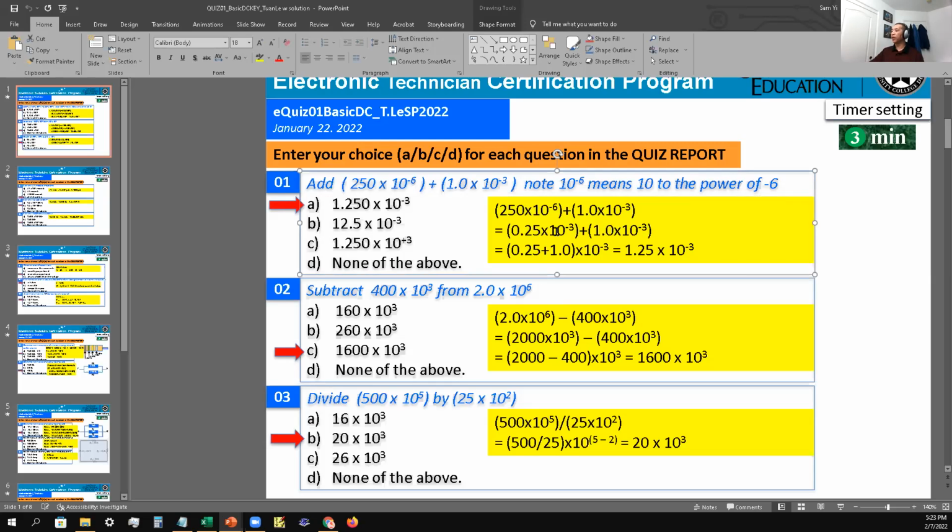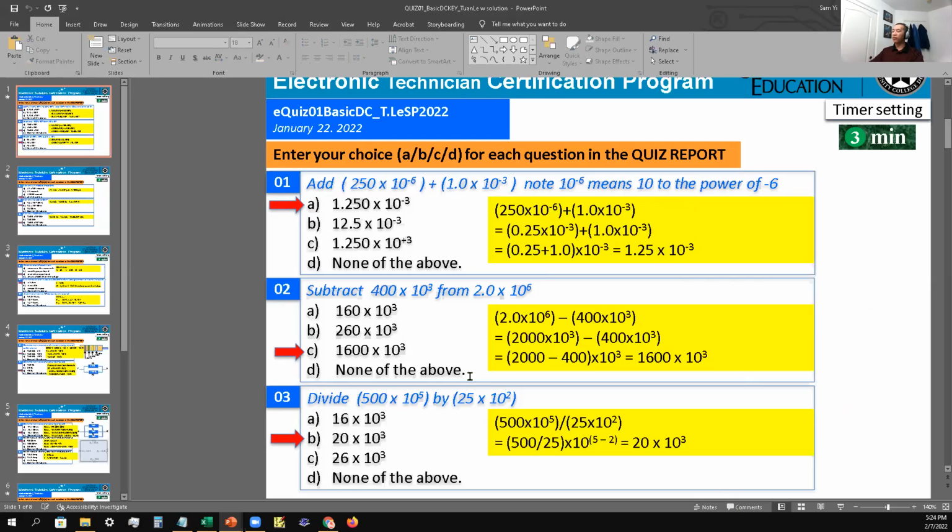Now, negative 3, I can keep it. And after that, I can factor out what is common. So I factor out 10 to the negative 3 outside, and that leaves whatever is inside the parentheses: 0.5, which is here, plus the 1.0. So when you add them, it's 1.25 times 10 to the minus 3. So the answer is A as in apple for number one.